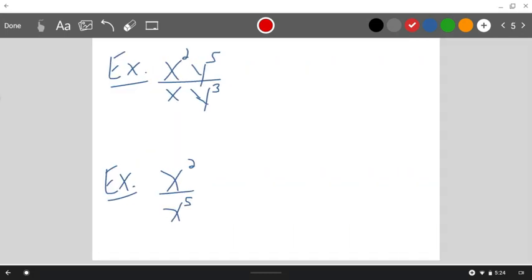On this next example, we have an x and a y. Remember, invisible 1 right here on that x. So if I subtract the exponents, 2 minus 1 is x to the 1st. 5 minus 3 is y squared. Now look at this next example. If I subtract, 2 minus 5 is negative 3. And that's okay, but generally when we do these problems, we don't leave answers with negative exponents. And I'm going to show you how to deal with negative exponents.